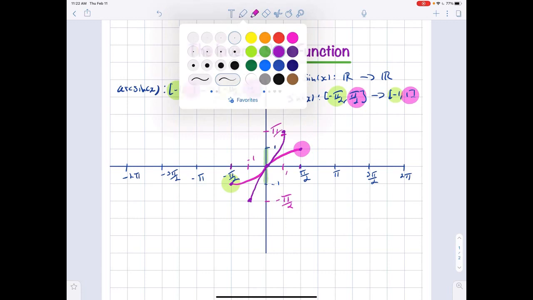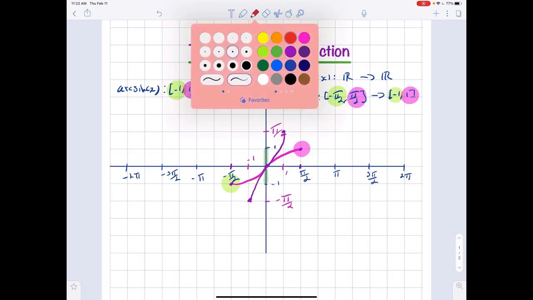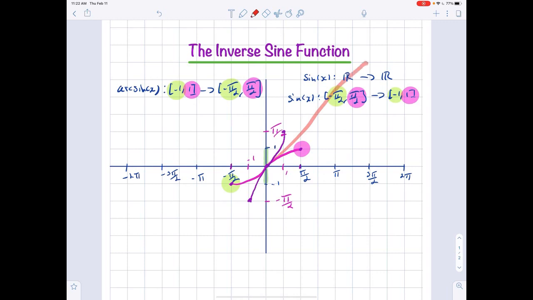It's not very pretty, but what we get when we reflect the graph of sine on this restricted domain through the line y is equal to x, which I'll draw here. So it's supposed to be the mirror image there. If you want to see a nice picture of it, you can Desmos it. But that gets the point across.